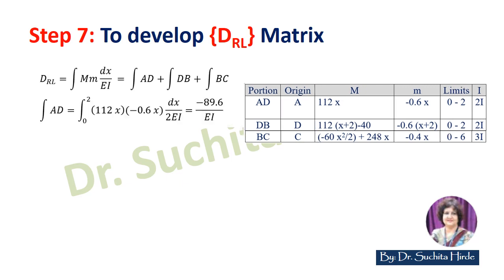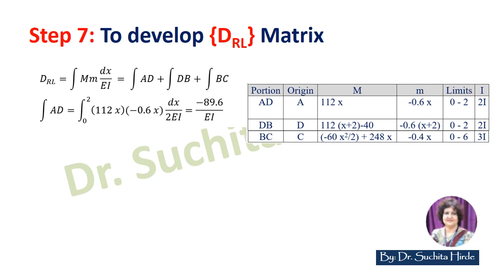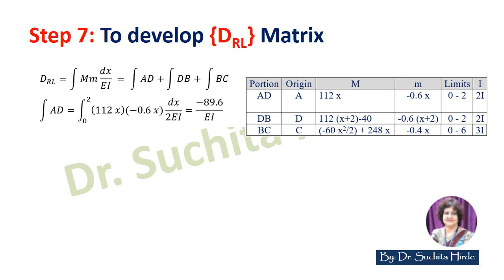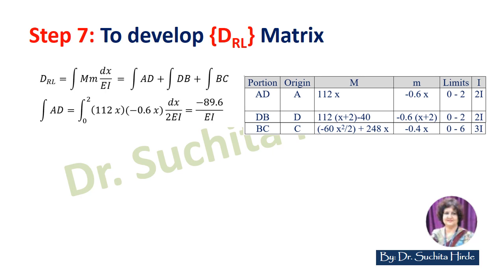To write the equation for AD, the limits are 0 to 2. Capital M is 112x. Small m is minus 0.6x. And the moment of inertia for portion AD is 2I. If you substitute all this, you will get minus 89.6 upon EI.